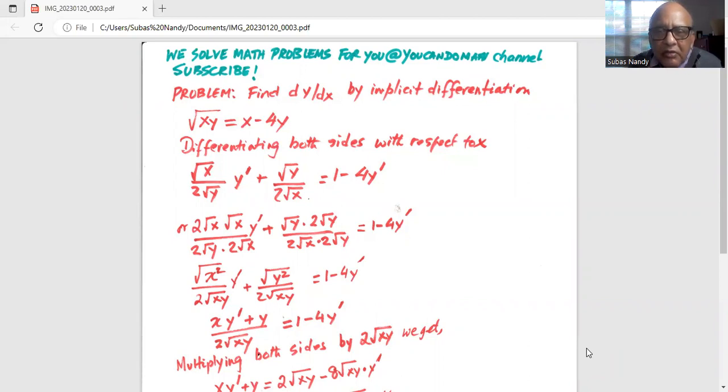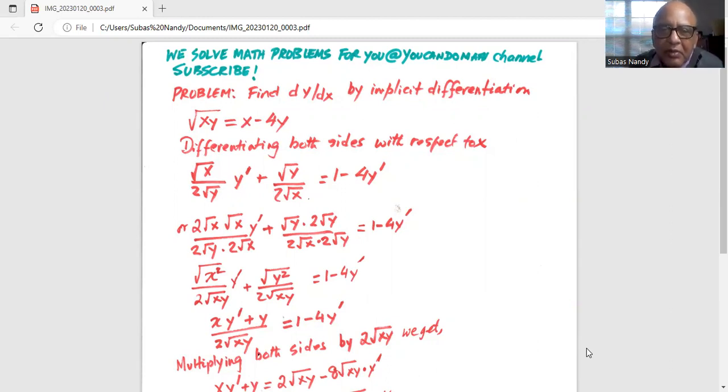Problem: find the derivative of y with respect to x, dy by dx, by implicit differentiation. Square root of xy is equal to x minus 4y. So for the square root of xy, we are going to take the derivative with respect to x, but implicit differentiation. So it is root x divided by 2 root y, since the derivative of root y has 2 root y in the denominator, times y prime, because the derivative of square root of y is 1 over 2 square root of y.